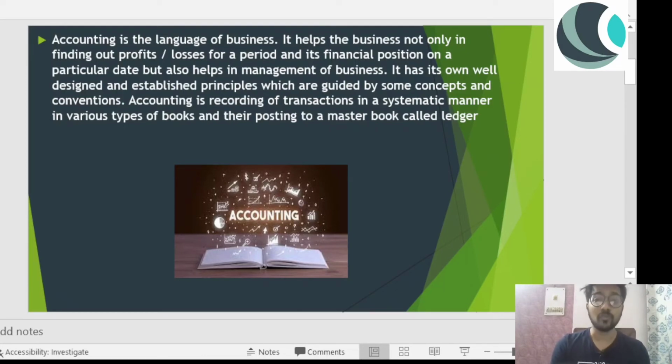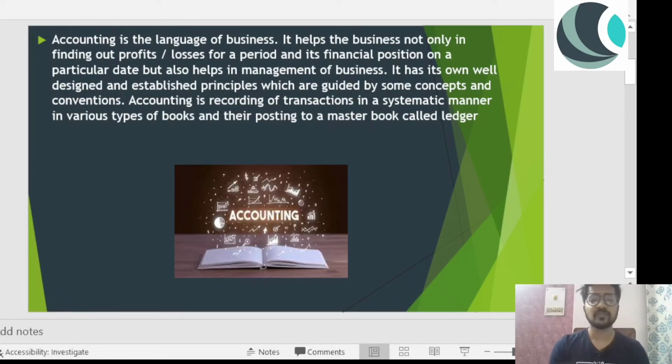Businesses have their own history, and even before accounting started, businesses used to run. But why did accounting come into place? It was very difficult to manage all those transactions because there was no systematic entry, and that is why accounting came in and guided how to proceed further. That is why it was useful, and it will always be useful. So that is why accounting is the language of business.